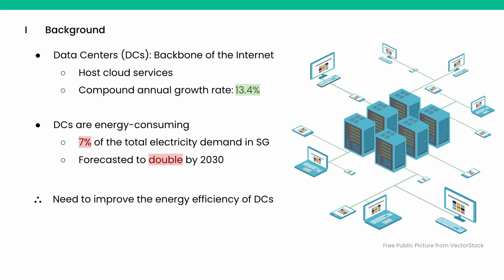According to the latest report, the global DC market is predicted to have a compound annual growth rate of over 13% in the coming years. However, along with the great economic value, the growing market has also brought concerns to the increasing electricity consumption of its supporting infrastructure. The latest statistic in 2021 shows that 7% of the total electricity demand in Singapore is consumed by DCs, and it has been forecasted that the global DC electricity demand will double by the end of this decade. Therefore, it is important to improve the energy efficiency of DCs so that we can have a sustainable future.